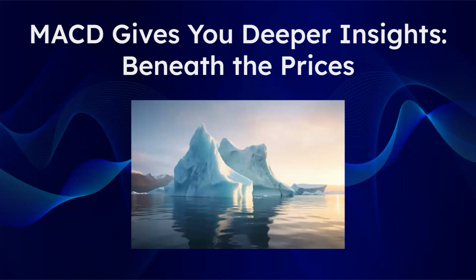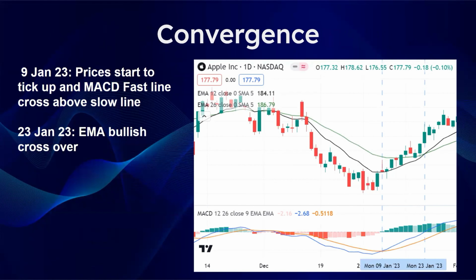So what can this info tell you? This info tells you what is beneath the prices. Let me explain. On the 9th of January 2023, prices ticked up and the fast line went above its average. There is convergence here.